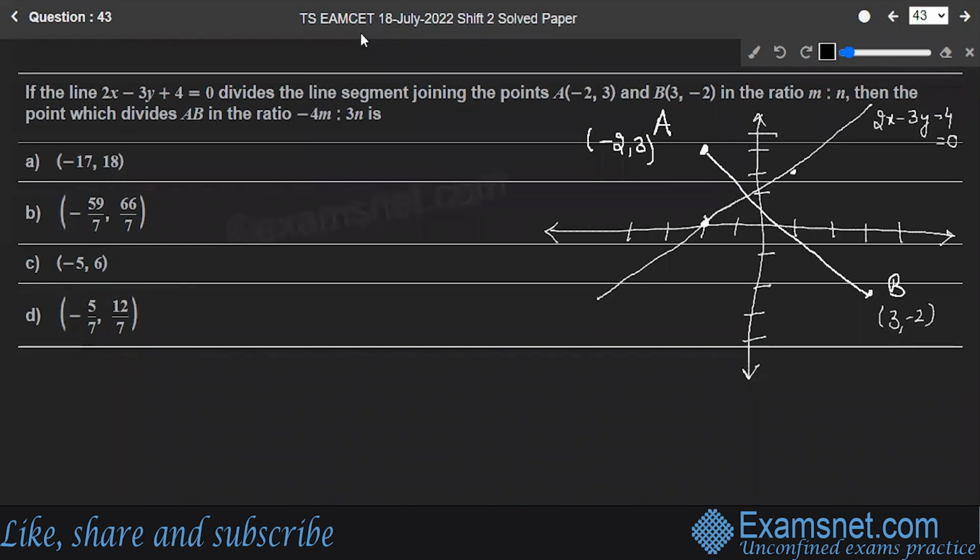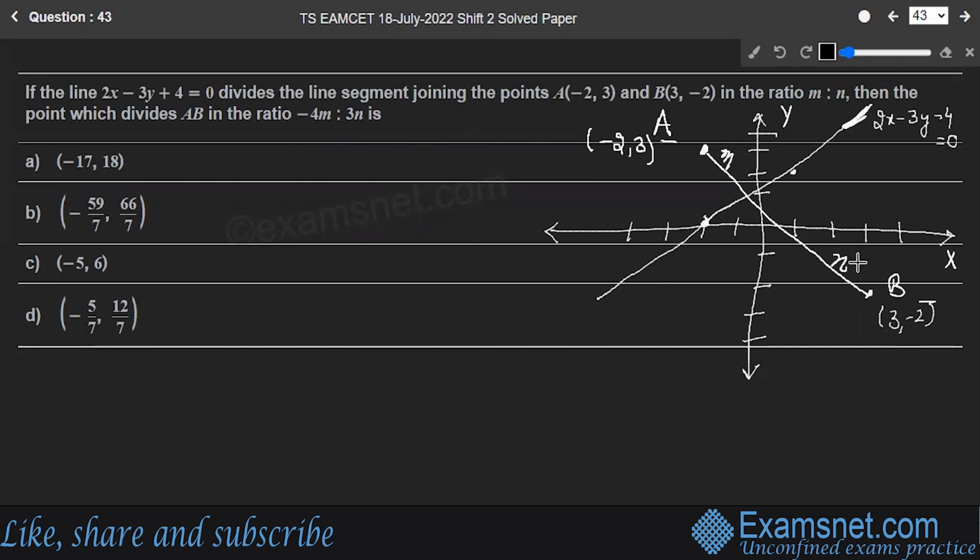So now this is the graph for this problem. I have drawn this axis. This is the x and the y axis. Of course, you know this line represents 2x minus 3y is equal to 4. This is point A and B respectively. And this line is dividing these two points in the ratio m is to n.